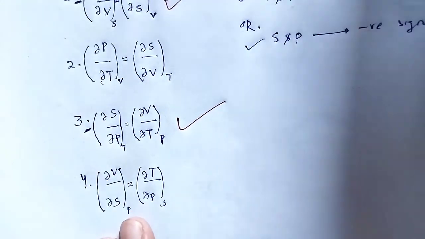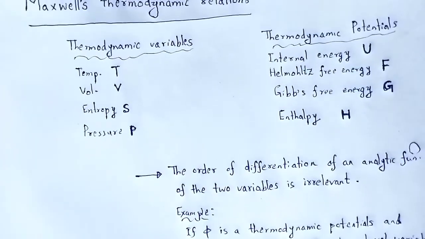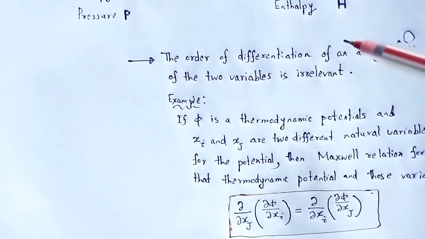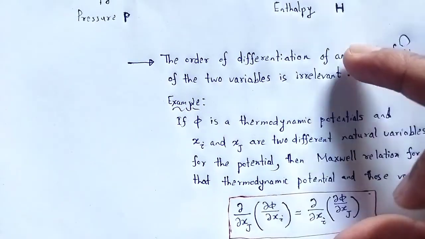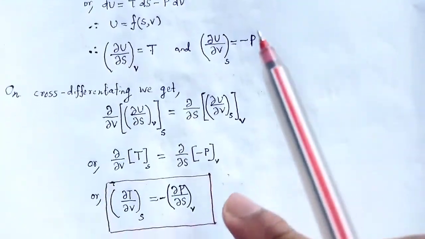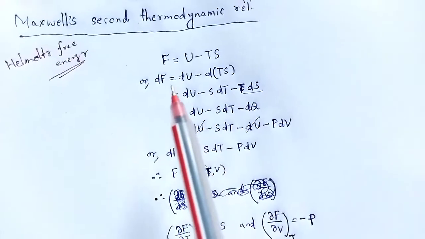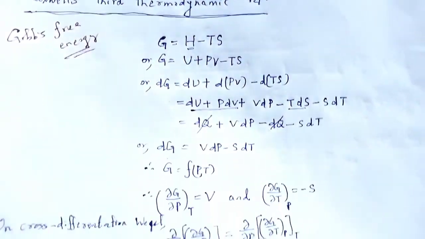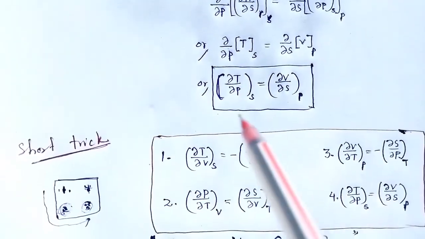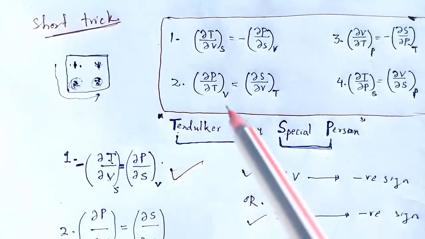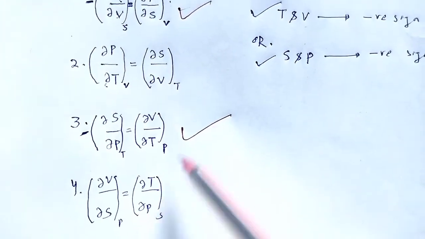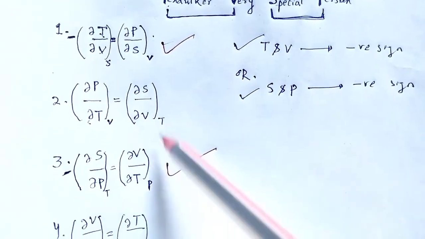With the help of this video lecture, we understand what Maxwell's thermodynamic relations are. These are the thermodynamic variables, these are thermodynamic potentials, and this is the basic principle, the way he derived the thermodynamic relations. This is Maxwell's first thermodynamic relation, taking internal energy into consideration, then Maxwell's second, third, and finally the fourth thermodynamic relation, and finally how to remember them using the short trick: Tendulkar, very special person, how these are arranged, and how we take the sign in particular equations.